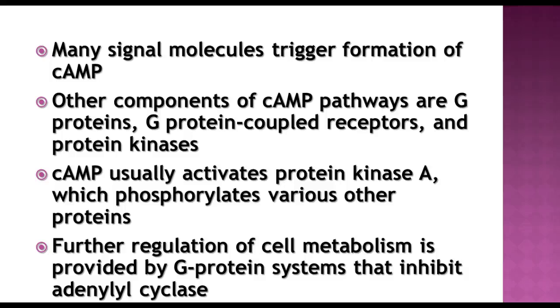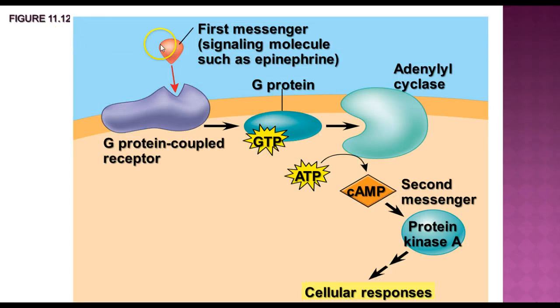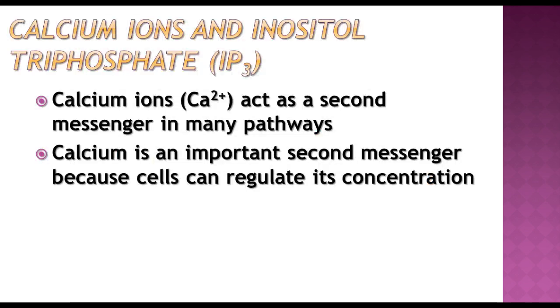This can also be regulated by systems that inhibit the adenylyl cyclase, so it can actually slow down this process as needed. So here's our first messenger, such as epinephrine, activating the G protein, which activates the enzyme, in this case adenylyl cyclase, which then changes ATP to cAMP, which acts as a second messenger for this protein kinase, which then stimulates the cellular response. You can see it gets pretty complicated sometimes.